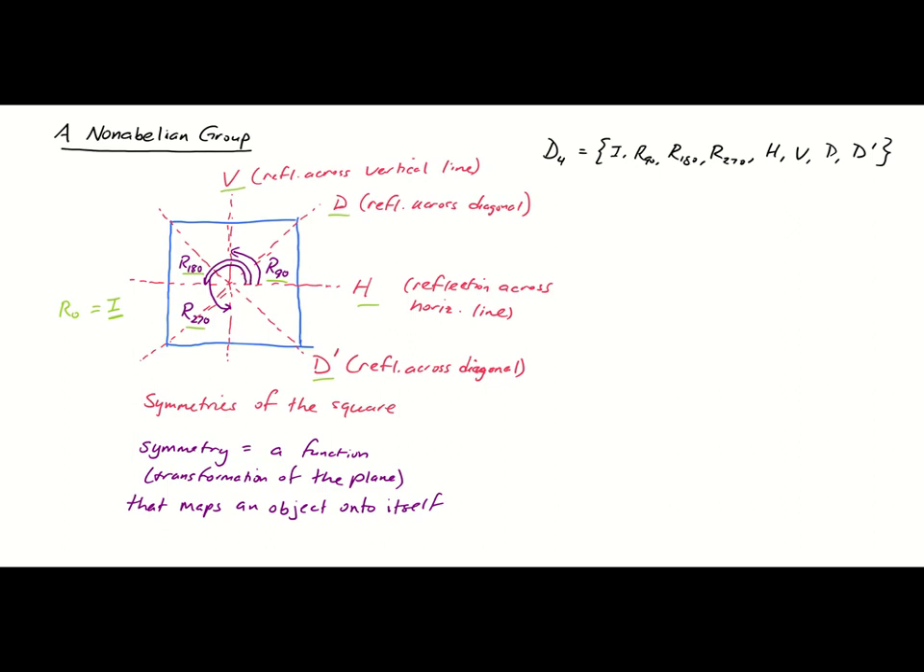Because once we establish that this actually is a group, we haven't proven that yet, but we will, we're going to call this the dihedral group on a regular four-gon. A regular four-gon, of course, is a square. Okay, but wait, why is this a group, though?